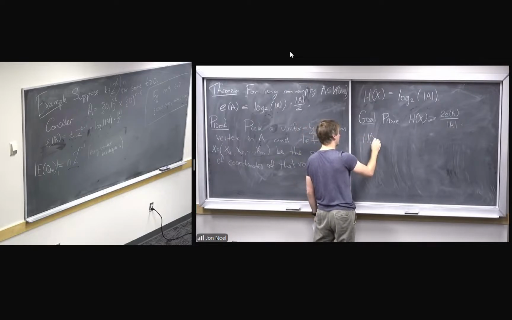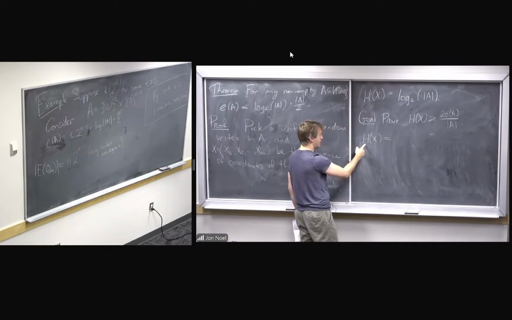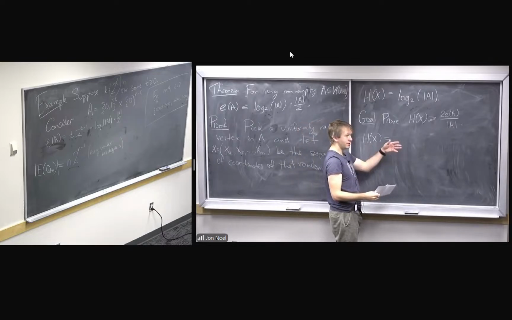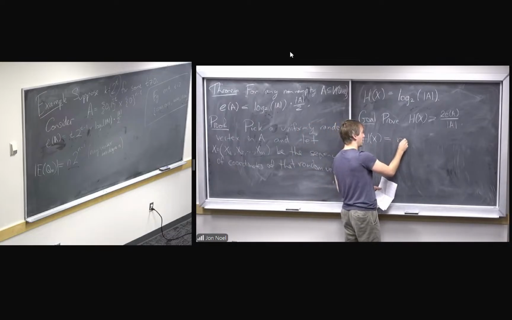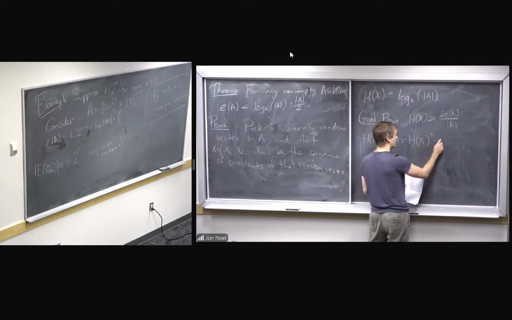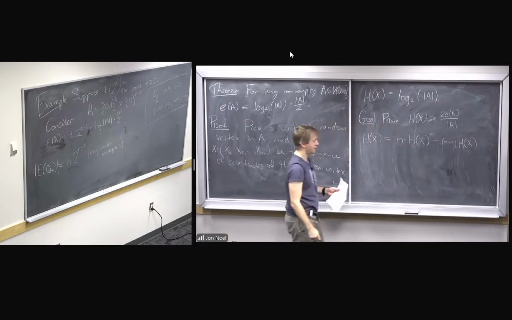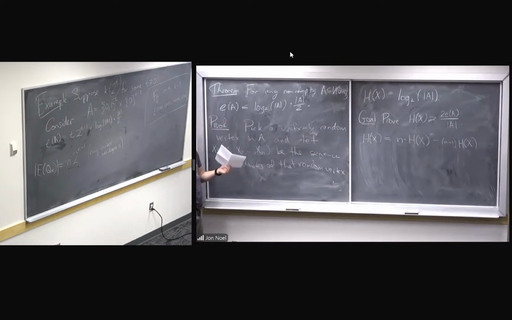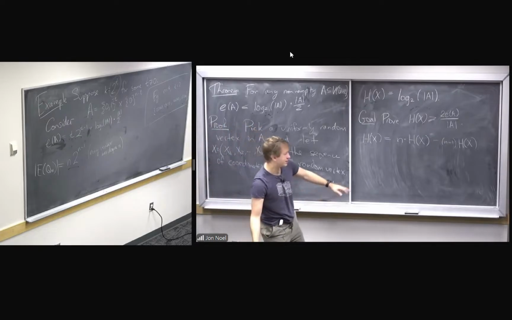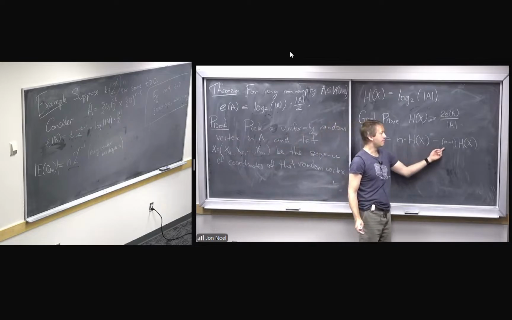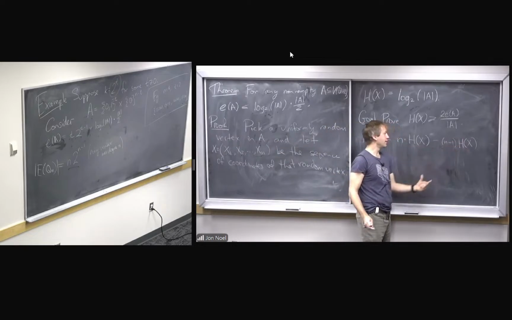Now I'm going to do something which is going to look pretty strange. h of X is just a number, and all I'm doing right now is manipulating numbers. So the entropy of X is n times the entropy minus n minus 1 times the entropy, just because that's how numbers work. The reason I'm introducing this n minus 1 and this n is because I want to apply Han's inequality to this thing.